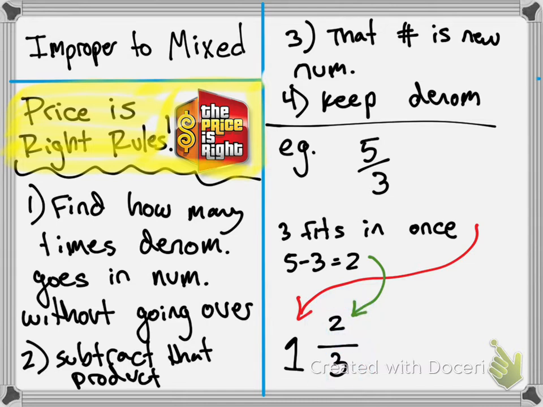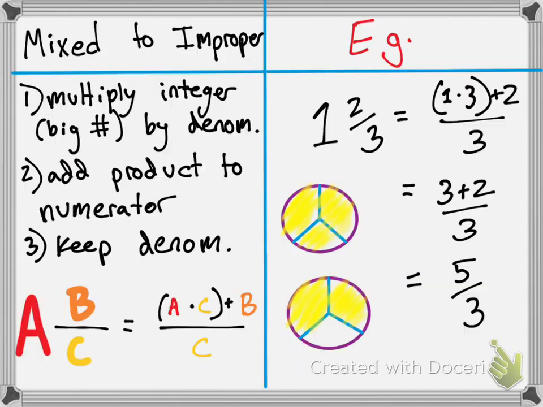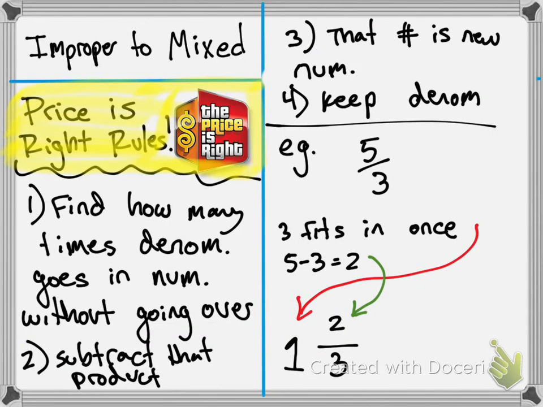Do we see how this is the exact same example in reverse as what we just did here? 1 2/3 became 5/3. And then 5/3 became 1 2/3. So we see all of that right there. They just work in reverse. So from improper to mixed is following Price is Right rules.